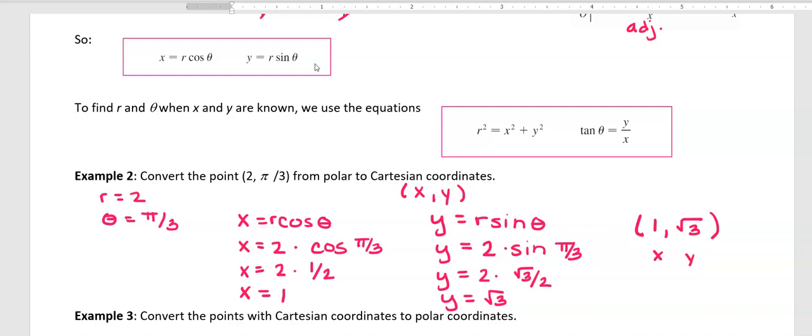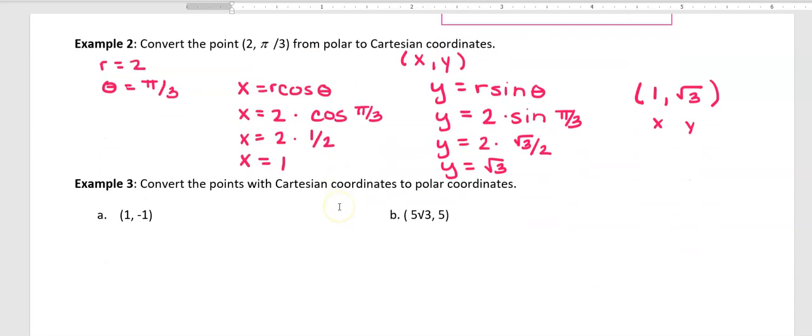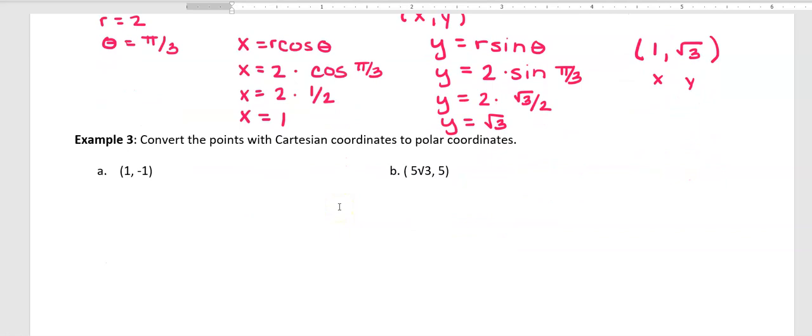Okay, let's look at number 3. Number 3 is going in the opposite direction. It's starting with Cartesian, and it's asking us to go to polar. So the first one is the Cartesian point x, which is 1, y, which is -1. One of the best things to do with this one is to plot the point first so you know what quadrant you're in. So if I were to just really quickly get the idea of where 1, -1 is, that would be down here in the 4th quadrant.